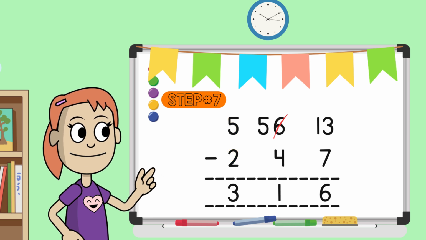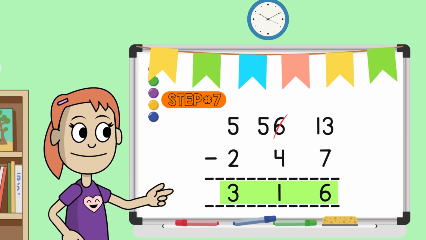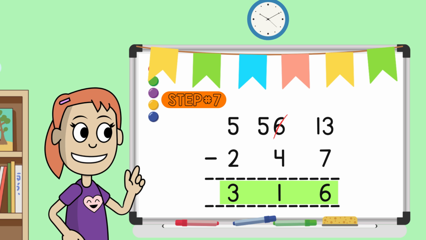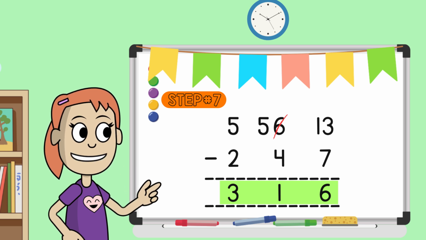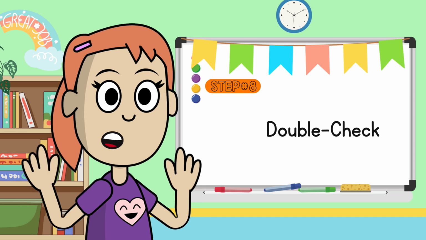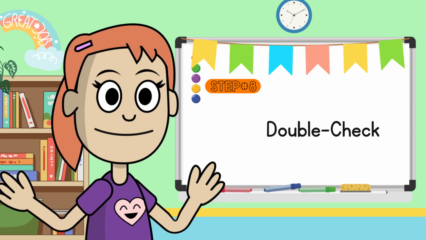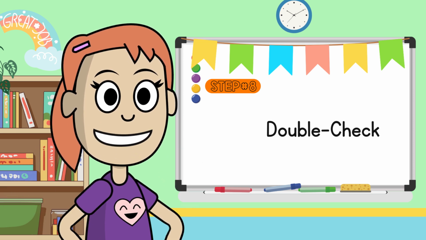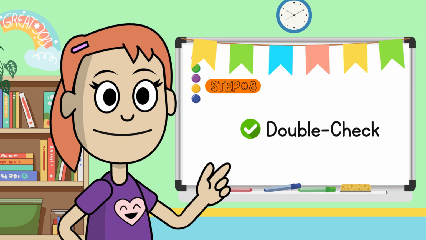Step 7. Write your answer. After subtracting the hundreds, tens, and ones, our answer looks like this. Step 8. Check your work. It's always a good idea to double-check your work. Subtract the numbers in each step again to make sure your answer is correct.